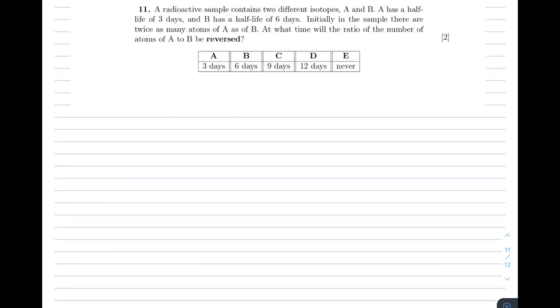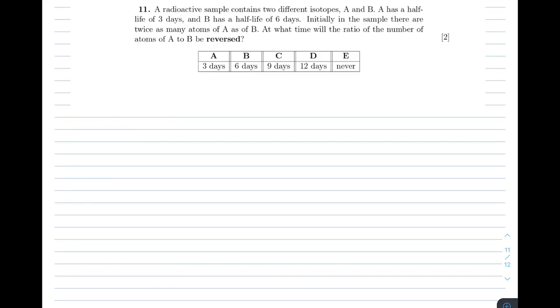Now in question 11, we're looking at radioactive decay. We're told that A has a half-life of 3 days and B has a half-life of twice the length at 6 days. And then we're told that initially we have twice as much A as we do B, and we want to find the time that that ratio is reversed. So when we have twice as much B as we do A.